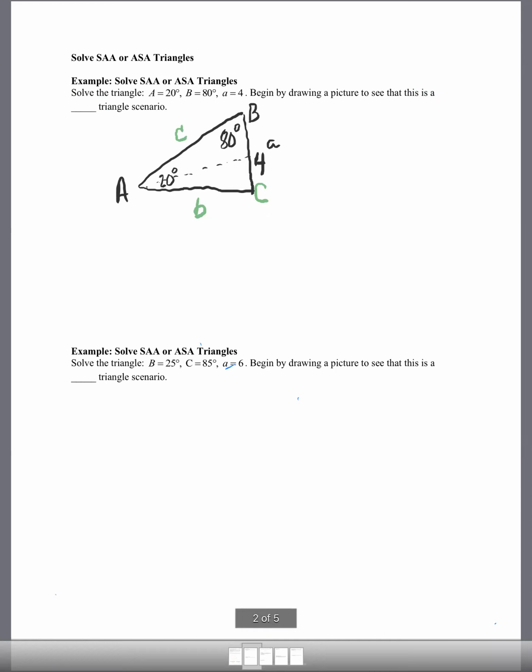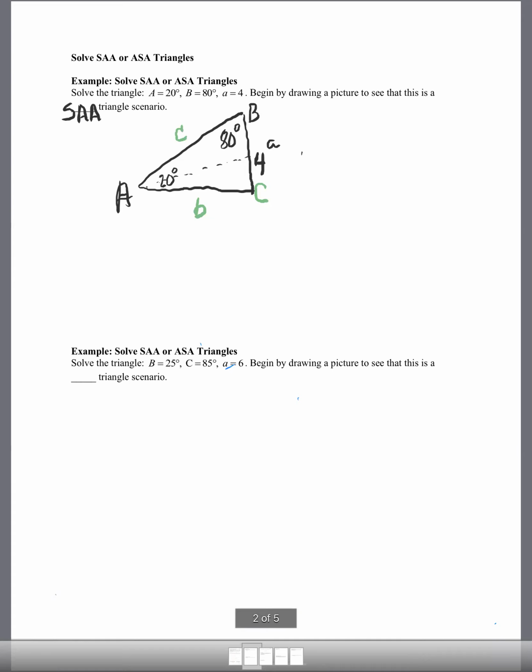Okay, let's go back and look at what the given was for the black markings here. You were given an angle A. Angle A. You were also given angle B, and then you were given side A. Well, what this tells me then is this must be a side angle angle triangle scenario. Side angle angle. I was given one side with 2 angles where the side is not between those 2 angles.